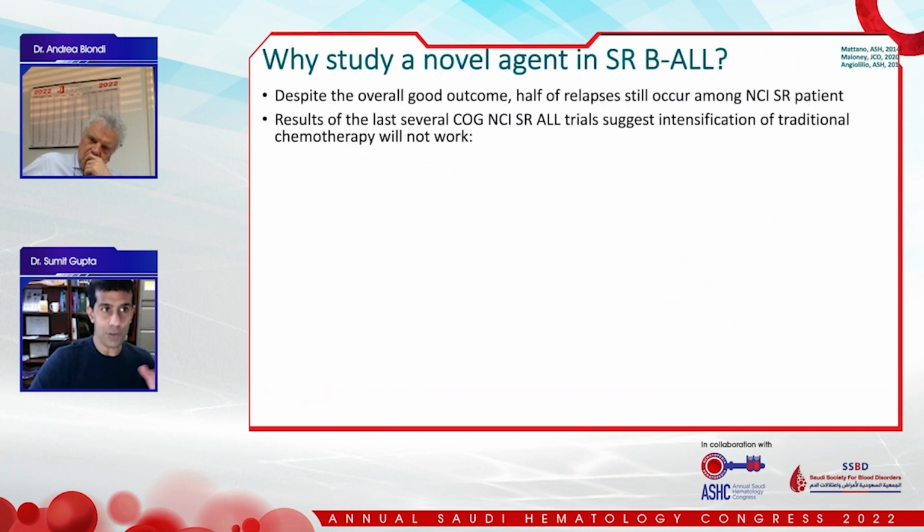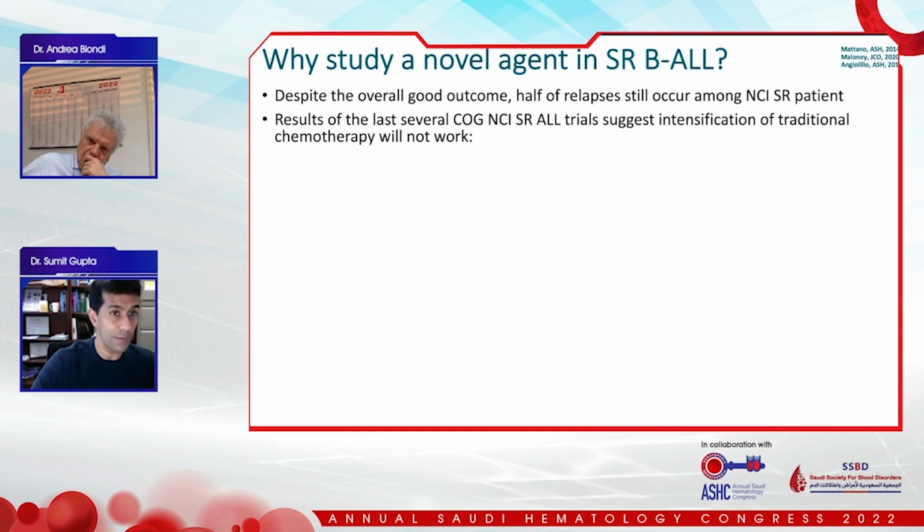So I think it's first important, because I've had to justify this, and we've all had to justify this to ourselves and others, why study a novel agent in standard risk B-ALL? After all, I just told you that most of these patients do actually quite well. So one reason is that despite the overall good outcome, because this is the most common subtype of ALL we see, half of all of our ALL relapses still occur among NCI standard risk patients.